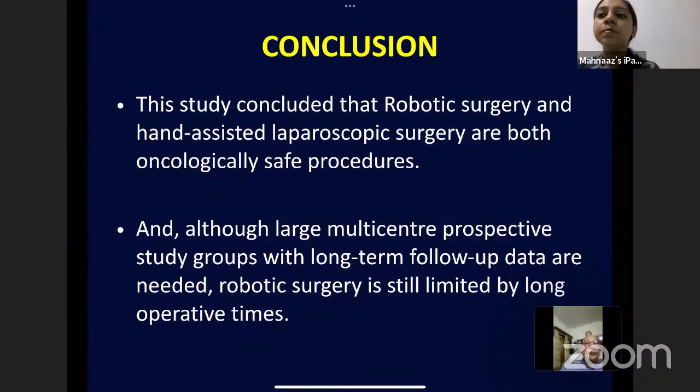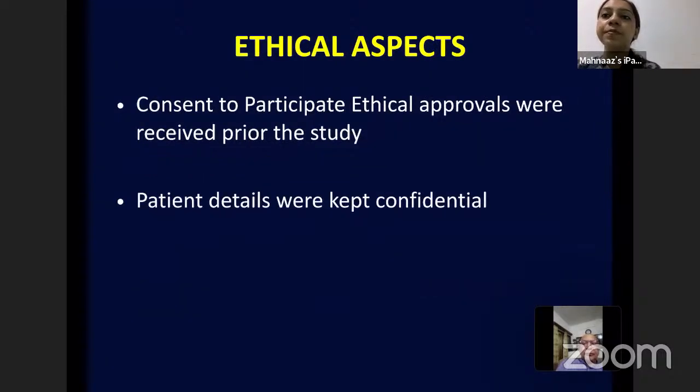The study concluded that robotic surgery and hand-assisted laparoscopic surgery were both oncologically safe procedures. Although large multicentric prospective studies with long-term follow-up data are needed, robotic surgery is limited by its long operative time.